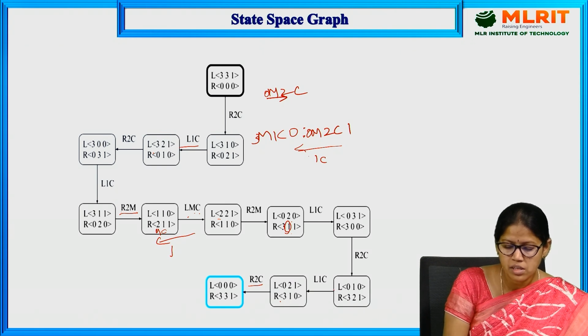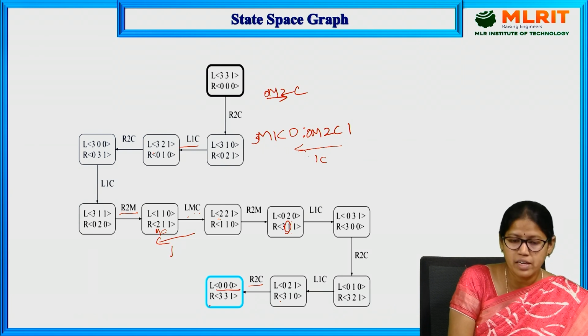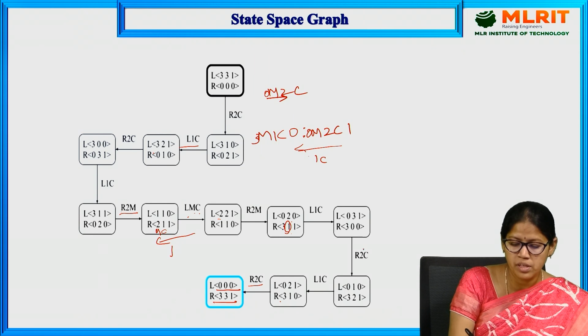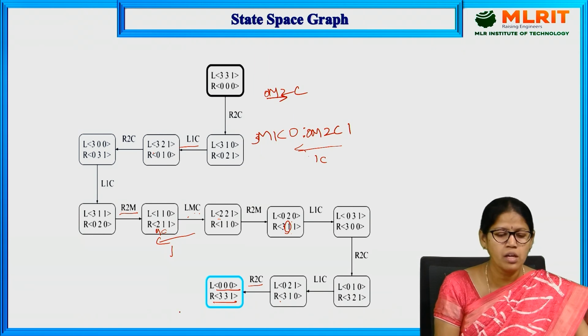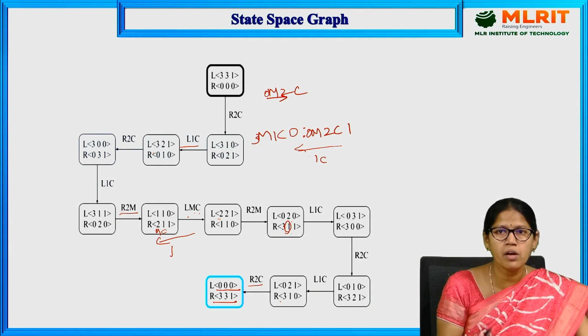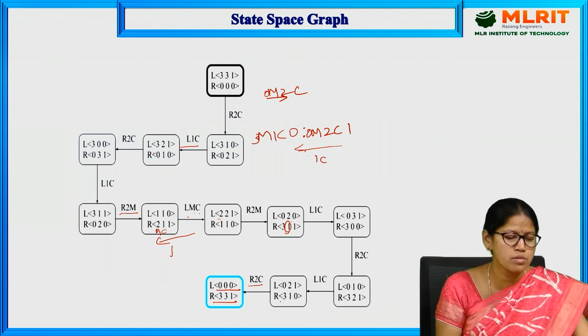At last, in this state, left side 0 missionary, 0 cannibal, 0 boat. Right side 3 missionaries, 3 cannibals, 1 boat. From here onwards, it will go like this. Let's see the solution path. Not only this solution, we can try to solve in multiple ways also.